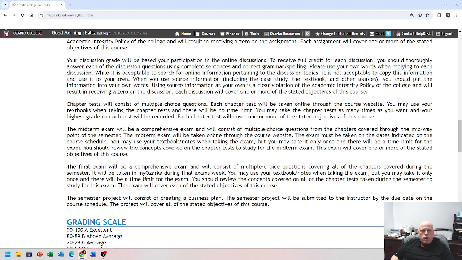The midterm will be a comprehensive exam that will cover all of the concepts that we've learned by the midway point of the semester. And it will be taken online in Miles Arca, just like the chapter test. But the main difference is you will have a time limit on the midterm, and there will be only one attempt. You'll only be able to take the test one time.